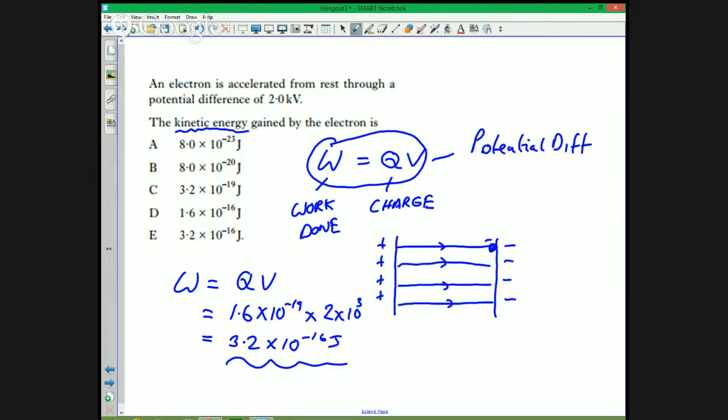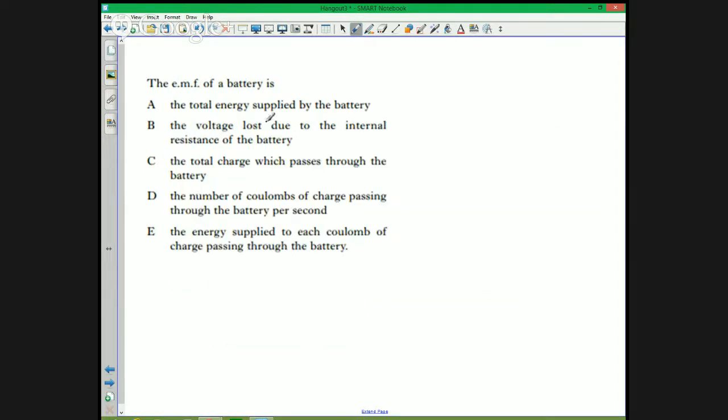Okay, let's go to our next starter question. It's a talky one, so let's think about it. The EMF of a battery is the total energy supplied by the battery. Don't know about that. The voltage lost due to internal resistance of the battery. No, definitely not that one. The total charge which passes through the battery. Nope, not that one. The number of coulombs of charge passing through the battery per second. No, it's not that one. The energy supplied to each coulomb of charge passing through the battery.